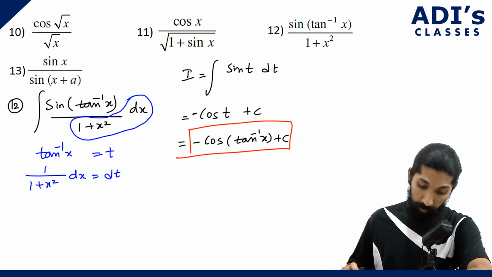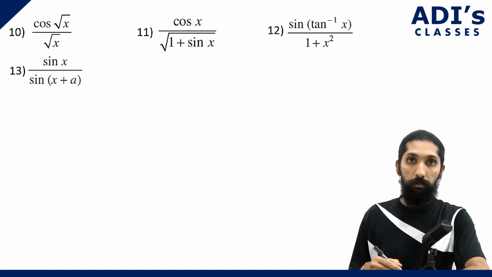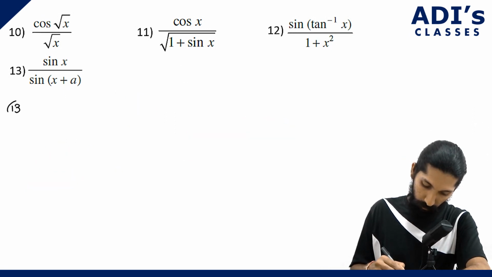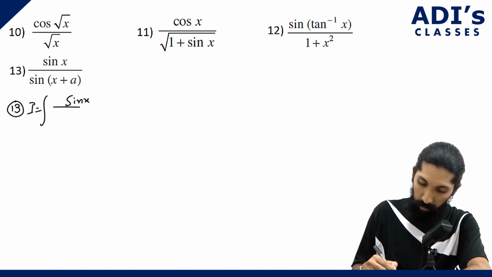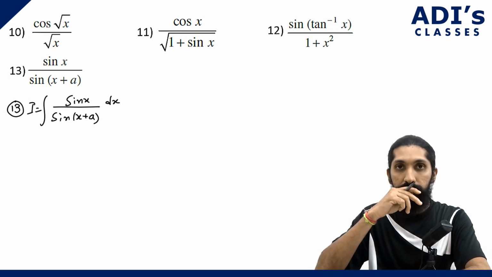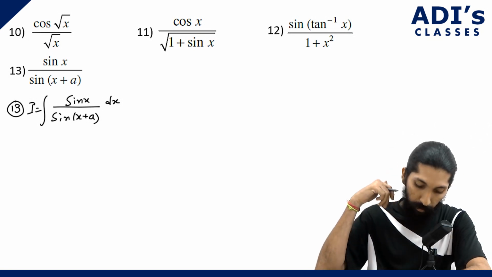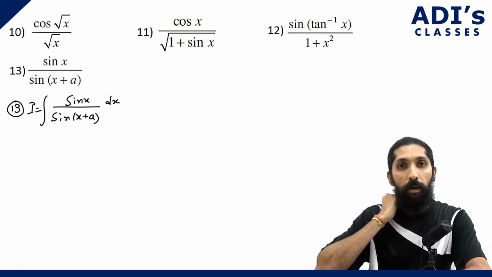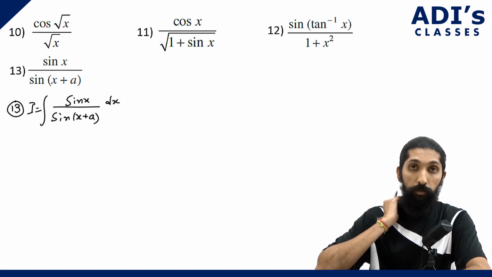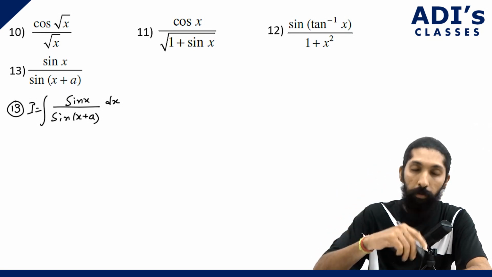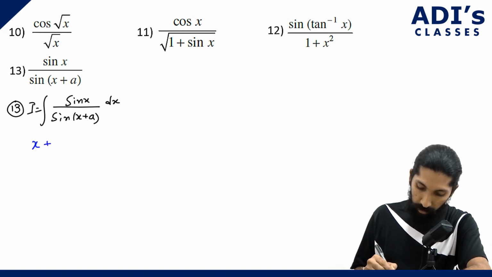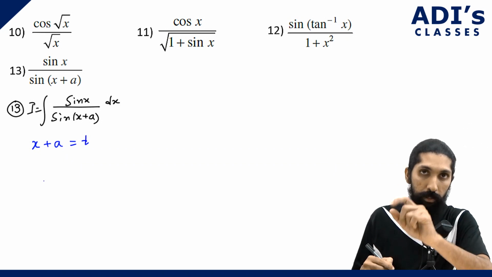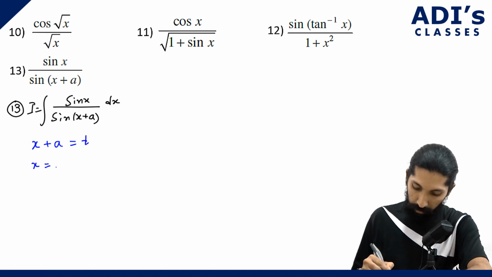Now let's do the last, which is the 13th one. You have the integral of sin x divided by sin of x plus a dx, correct? When you have sin x by sin of x plus a, you can't directly do it. So what we need to do is substitution twice in this problem especially. The first substitution we'll do: we'll say that x plus a is equal to t, or x is equal to t minus a, right?